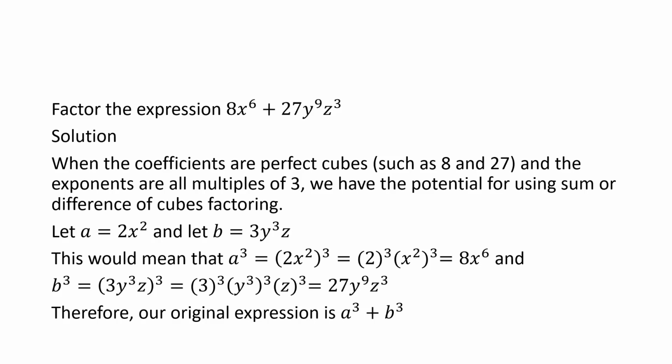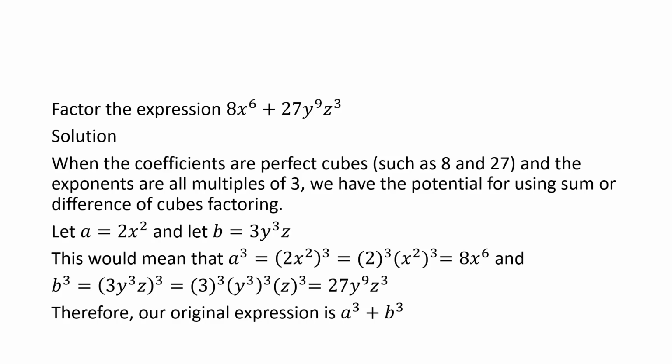Well, if I let a be 2x squared and I let b be 3y cubed z, then a cubed is 2x squared times 2x squared times 2x squared, which is 8x to the 6. And b cubed is 3y cubed z times 3y cubed z times 3y cubed z, which is 27y to the 9z cubed.